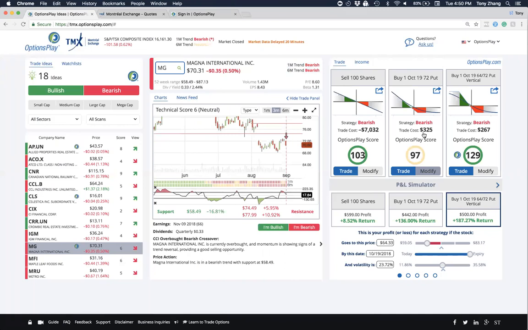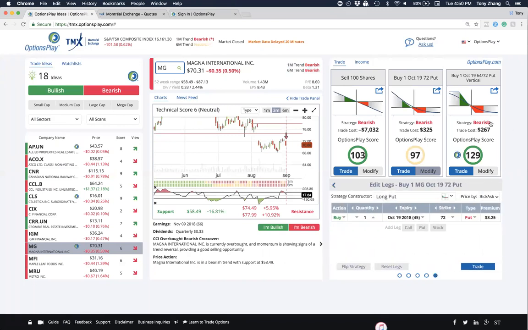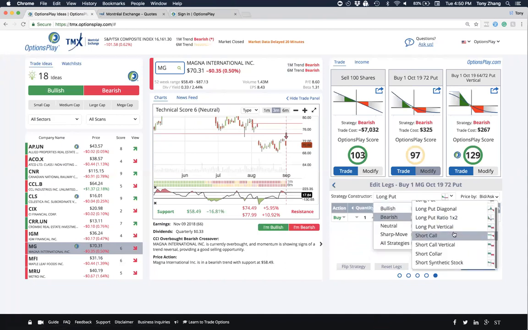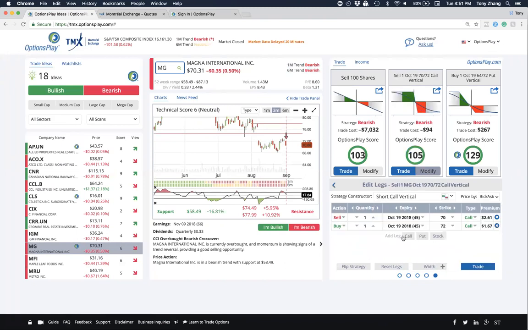However, we're not going to be comparing these three strategies. We're going to be comparing a debit spread, which I have here on the right, to a credit spread. So here I'm going to do a short call vertical using our strategy constructor. Again, you don't have to construct any strategies manually. Our constructor will do it for you. I'll select bearish, then a short call vertical, which is the credit spread.